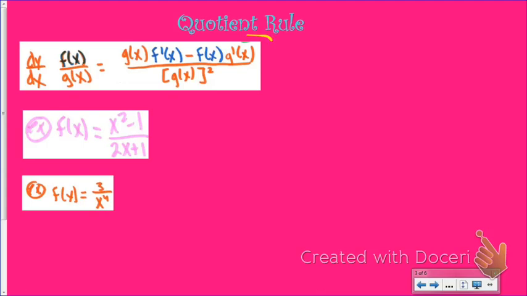And the quotient rule is this whole thing right here. It's a little longer than the product rule. And it's going to be a little bit tougher because the order here is going to matter, because instead of a plus, I have a minus.